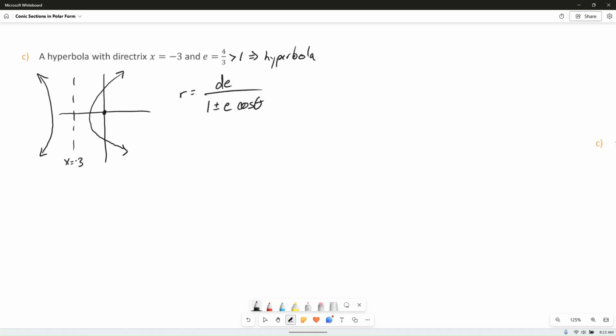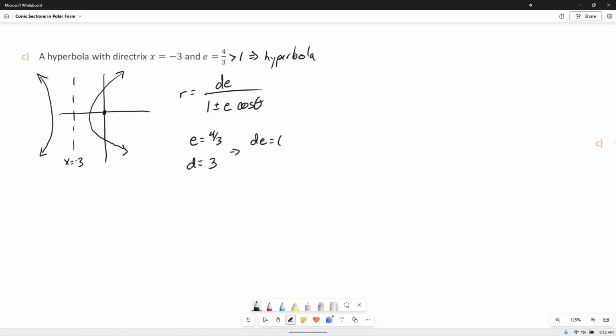All right. So we still need to go through and figure out all the pieces. We need to know what's the value of e, which we're given. That's 4/3. We need to know the value of the directrix, which we're given. The directrix is x equals negative 3. I can drop the sign on that, so the d value is just 3. I then need to figure out what d times e looks like.